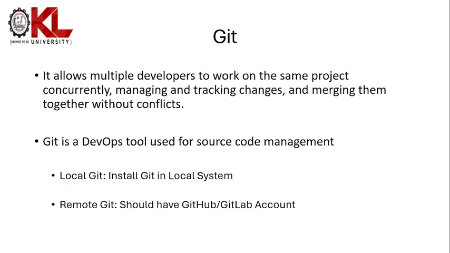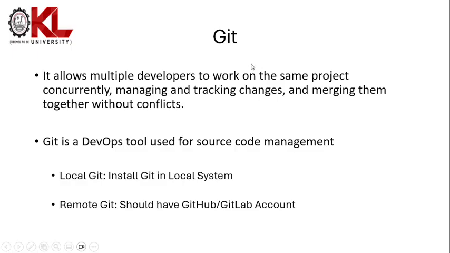So now here Git is one of the examples of a distributed version control system. In Git, multiple developers work on the same project, and they track the changes, merge the changes, and work together on the same project. It is a free and open source distributed version control system, used to handle everything from small to very large projects quickly and efficiently.